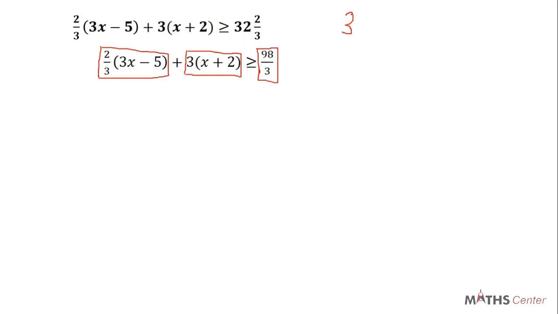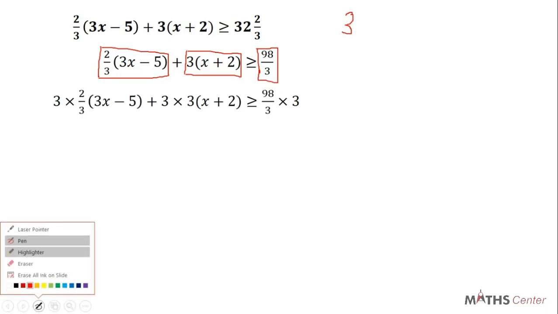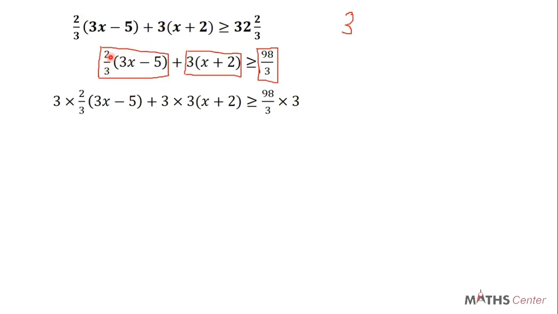So you have found the LCM. You have been able to identify the terms. The next step is that you multiply each term by the LCM. So this is what's going to happen. You are going to multiply this term here, which is 2/3 into bracket 3x minus 5, by the LCM, which is 3. Then when you come here, you multiply this term, which is 3 into bracket x plus 2, by the LCM, which is 3. Then you multiply this term also by 3. I hope that is clear.